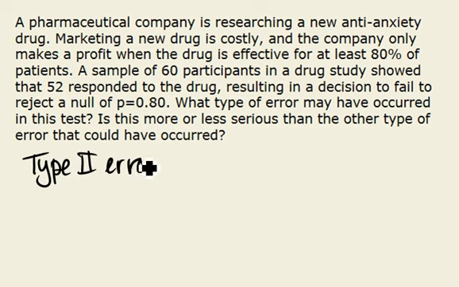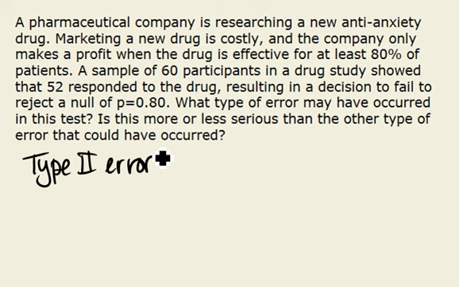So it's possible that a type 2 error was made here and that they didn't reject the null, but they should have rejected the null. And we want to know, is that more or less serious than the other type of error that could have occurred? The other type of error is a type 1 error, and a type 1 error occurs when you reject the null but the null was true.